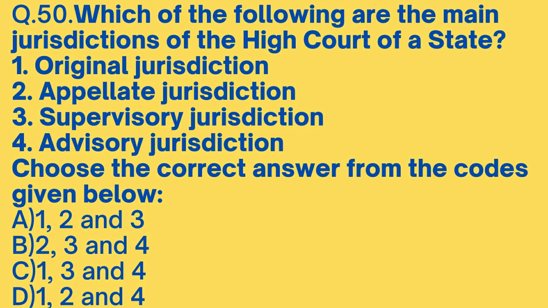Which of the following are the main jurisdictions of the High Court of a state? Original, appellate, supervisory, advisory. Advisory jurisdiction is not there for the High Court, so the correct answer is 1, 2, 3: original, appellate and supervisory are there, but advisory is not for the High Court.